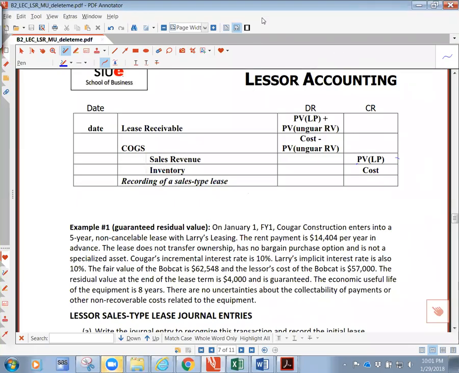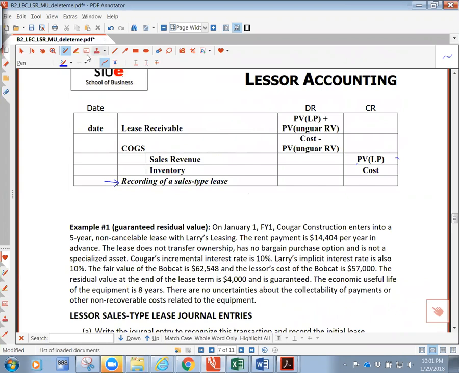All right, in this video, we're going to deal with example one. Let me just start with a little bit of a reminder. I don't know when you saw the conceptual video on lease receivable calculation and cost of goods sold, sales revenue. All right, so here's a template journal entry up here at the top, recording of sales type leases.